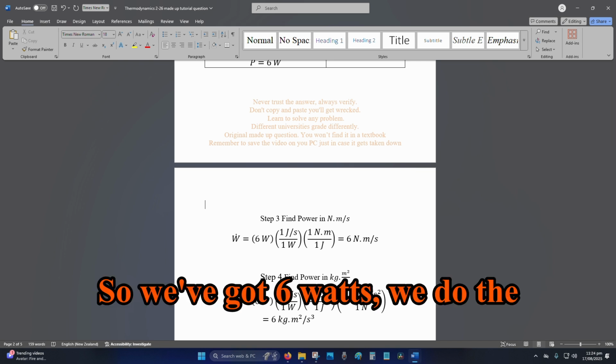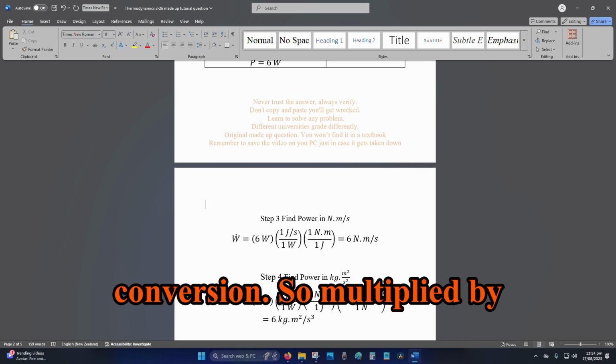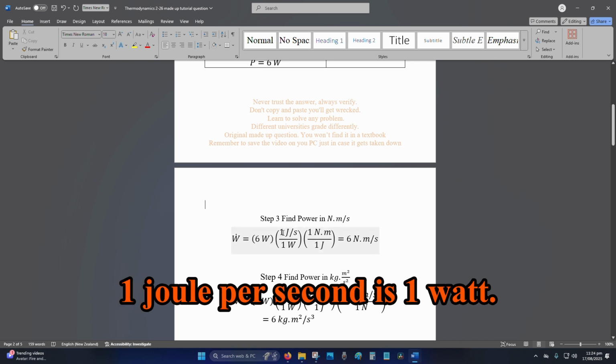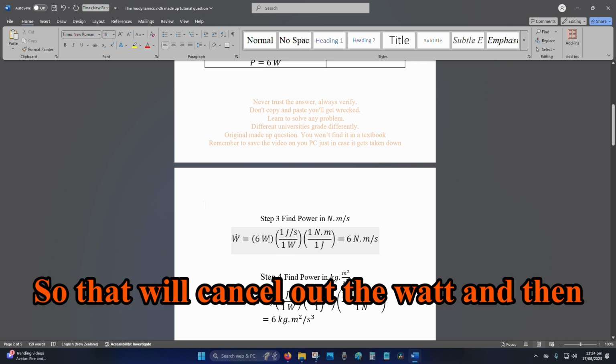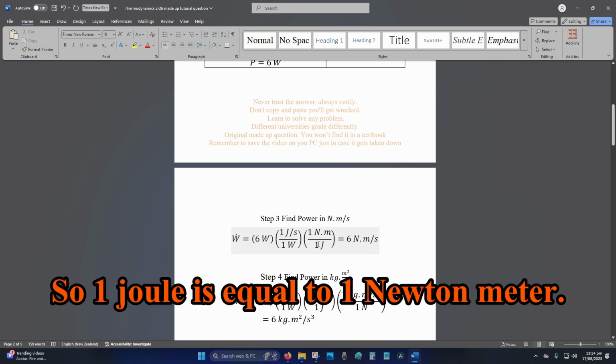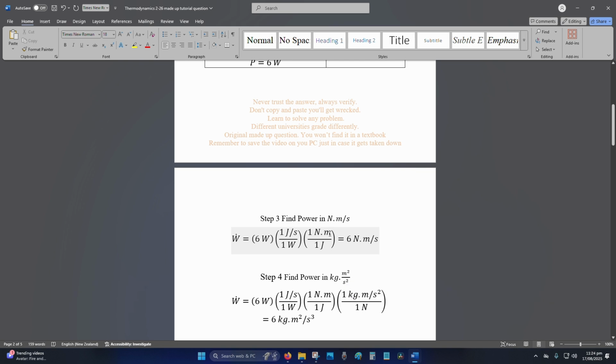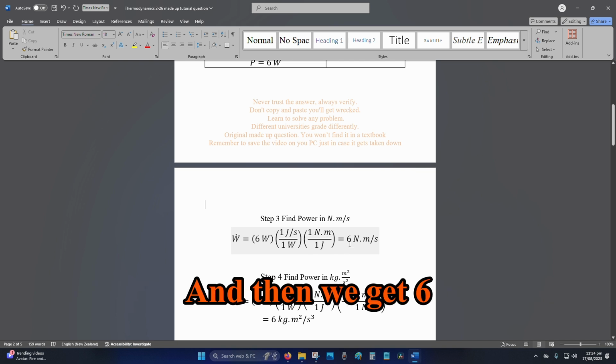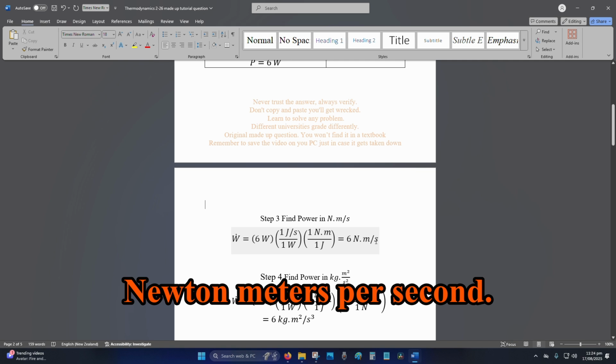So we've got 6 watts, we do the conversion. So multiplied by 1 joule per second is 1 watt. So that will cancel out the watt. And then we need to cancel out the joule. So 1 joule is equal to 1 Newton meter. And then we get 6 Newton meters per second.